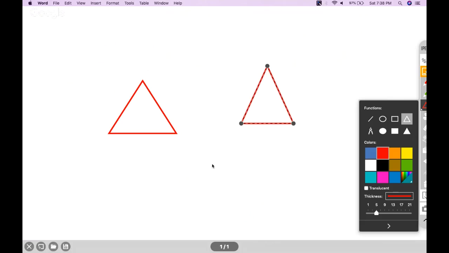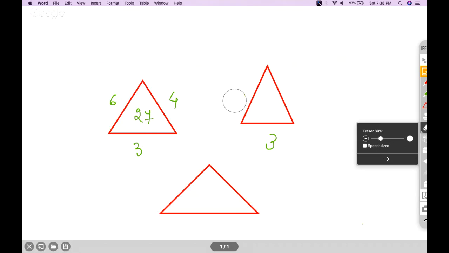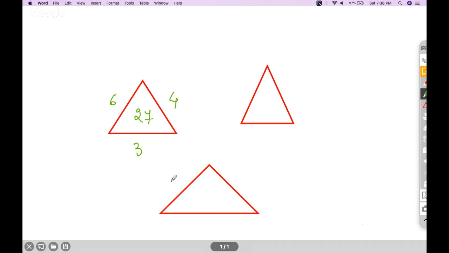Now let me just give you another question. And this question is all about triangles. So let me draw 3 triangles. And the numbers given over here are, this is 6, 4, 3, 27. This is 5, 2, 3, which is 13. This is 4, 6, 3. What would be the answer here?